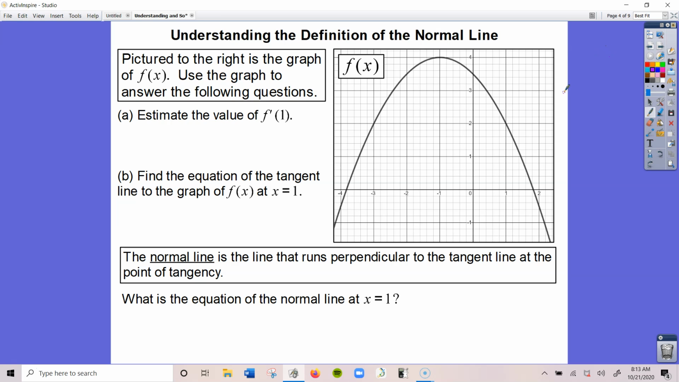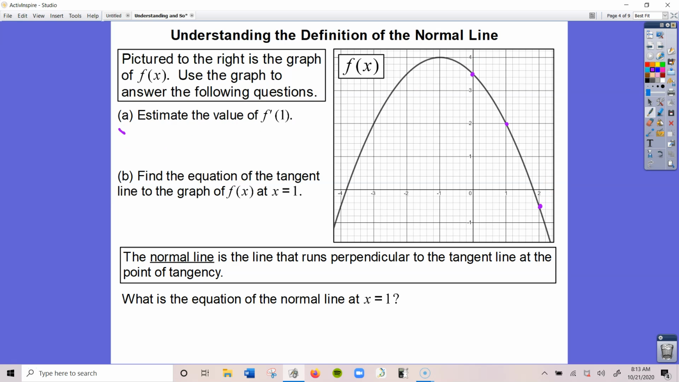Now I had mentioned normal lines before in class, so we're just going to look a little closer at what the normal line is. So first we're just going to answer these questions and then we'll get into that. So here we have the graph of f of x, and first we're going to estimate the value of f prime of 1. And again, I do this because I don't have the actual function equation, so I can't just find the derivative. So here is x is equal to 1, and remember that you're going to use a point to the left and to the right of 1.